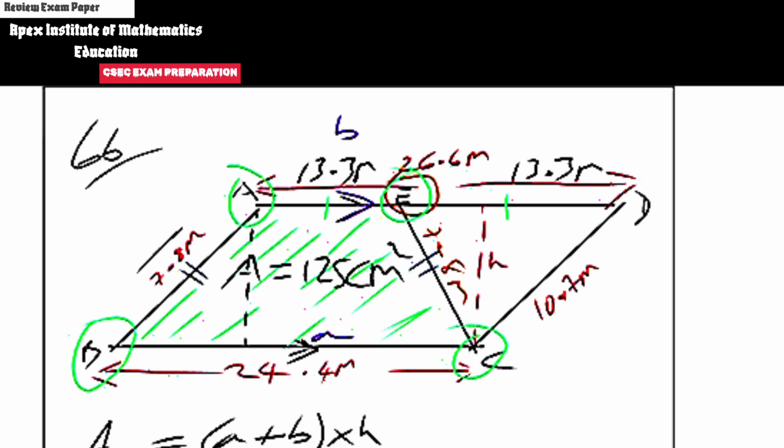Because had you not divided the 26.6 by 2, you would have either been tempted to use 26.6 as B, or you would have perhaps recognized that you do not know the value of B. So you guys may be experiencing that current predicament or challenge right now. But now we know that B is 13.3 simply because E is in the middle of AD, so it divides the 26.6 into 2. So B is 13.3, A is 24.4. Obviously the height is missing because that's what we're looking for, but the key thing here is that we were told that the area is 125.